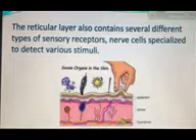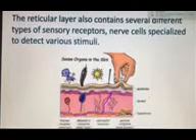The reticular layer also contains several different types of sensory receptors, nerve cells specialized to detect various stimuli. You guys can take note of some of these things here, but it sort of tells you what receptors are being used when we have things like thermal interaction with the skin, as well as touch and pain and pressure.